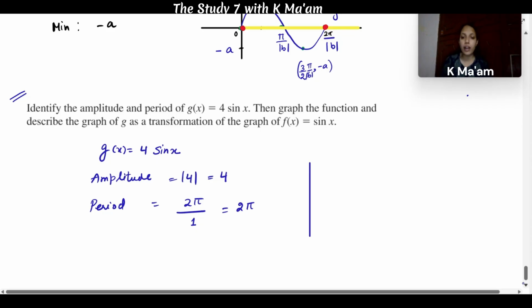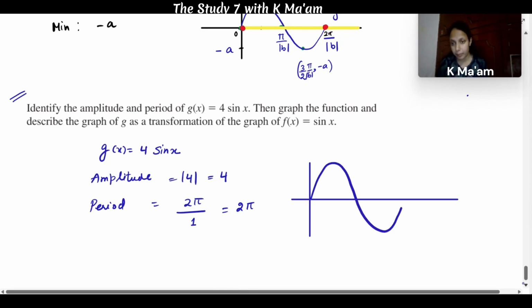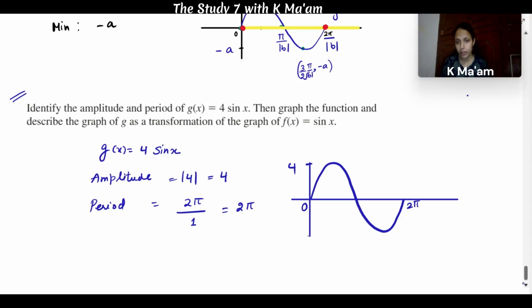If you have to graph it, it's the same graph as sin x. The only difference is that the maximum value and the minimum value change. The amplitude is 4 now. So the maximum value is 4, the minimum is negative 4. The period is the same, 0 to 2 pi. This middle value will be pi. Here it's pi by 2 and this is 3 pi by 2. Yeah?